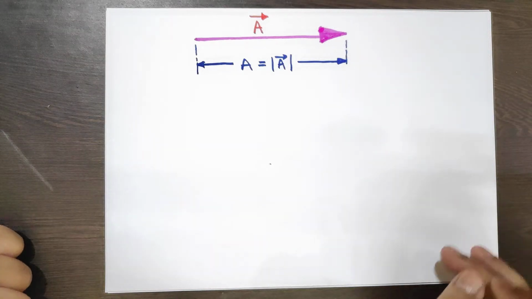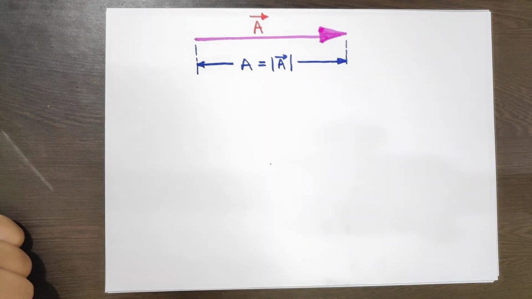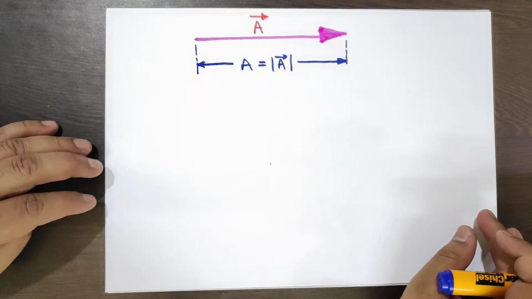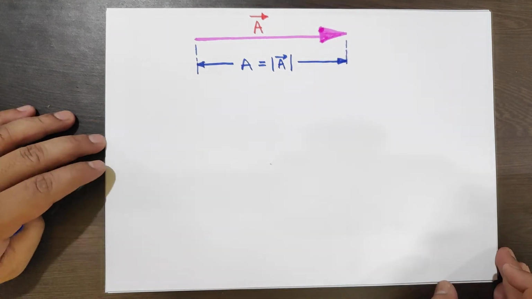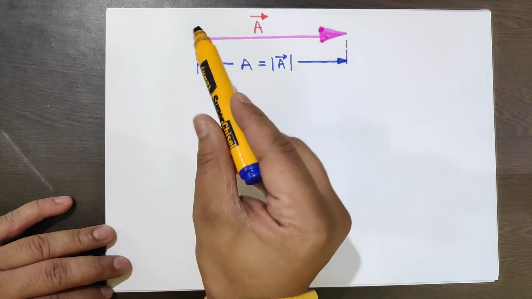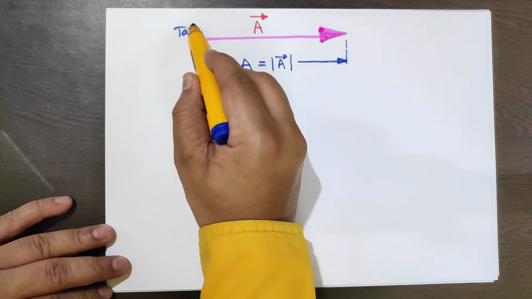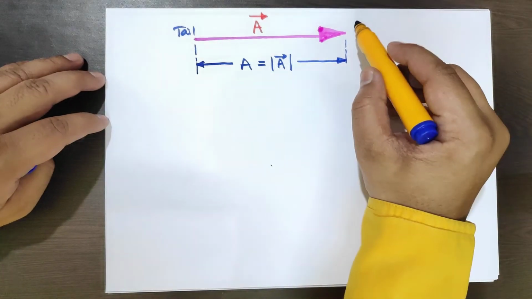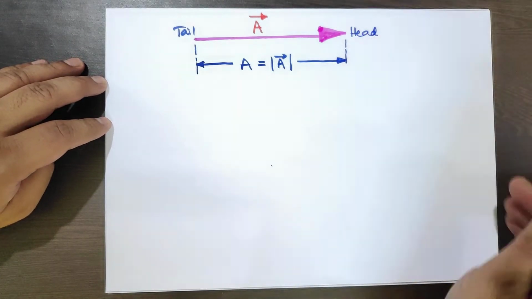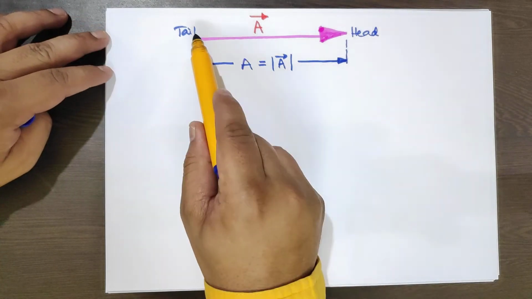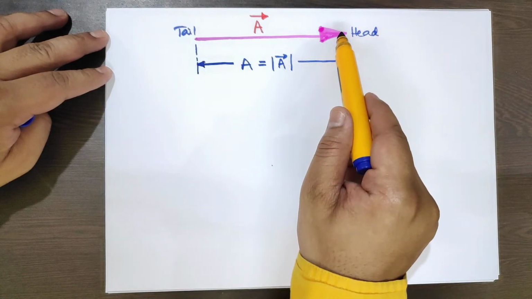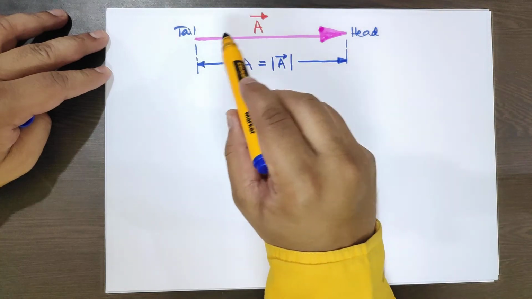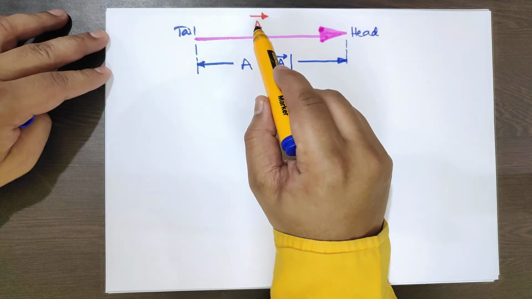Okay, so in our last lecture we have learned about the triangle law to add vectors. Now just a brief recap. This is how we represent a vector. Say this is the tail of a vector, and this one is the head of the vector, and this is the vector from the tail to the head. This is how you represent a vector.